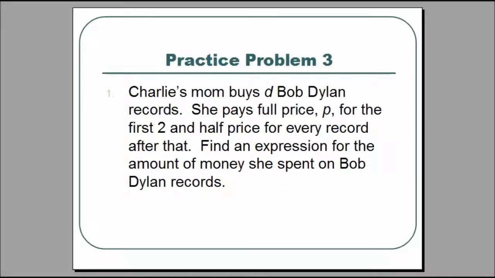Practice problem 3. Charlie's mom buys D Bob Dylan records. She pays full price P for the first 2 and half price for every record after that. Find an expression for the amount of money she spent on Bob Dylan records.